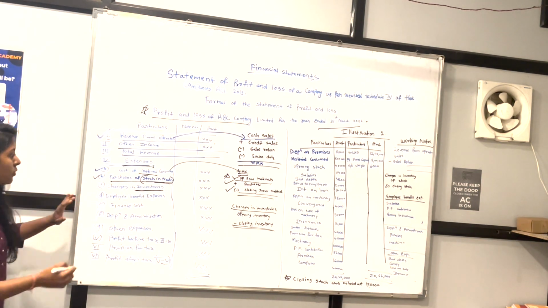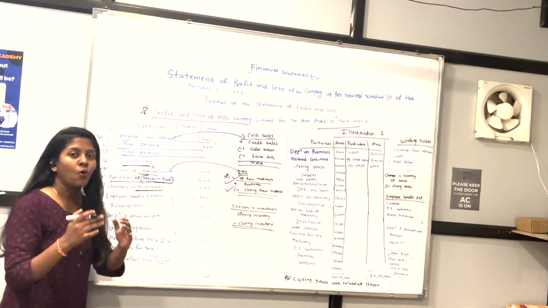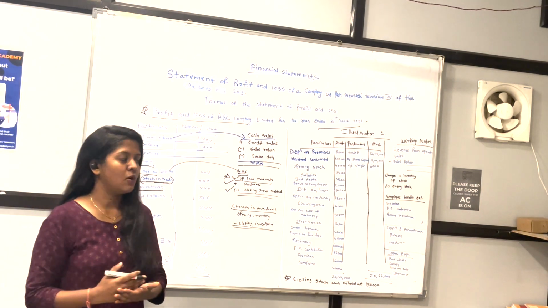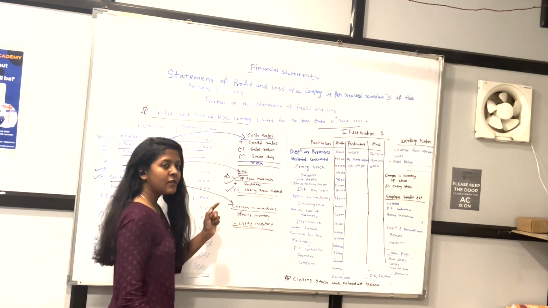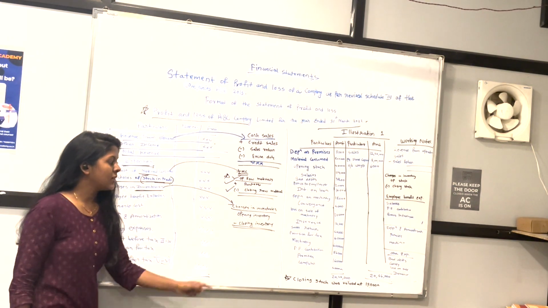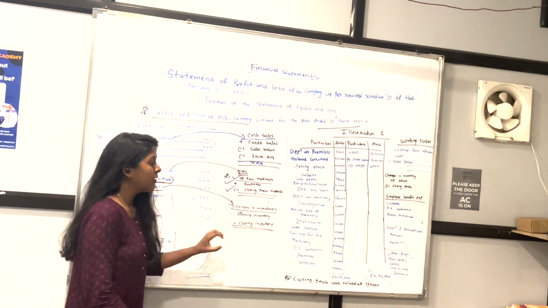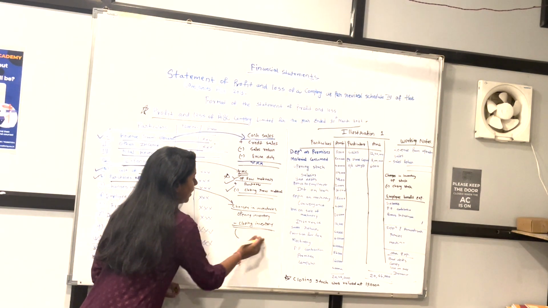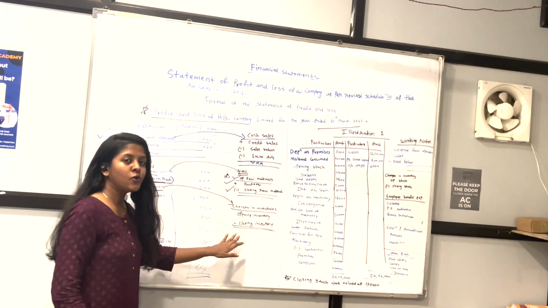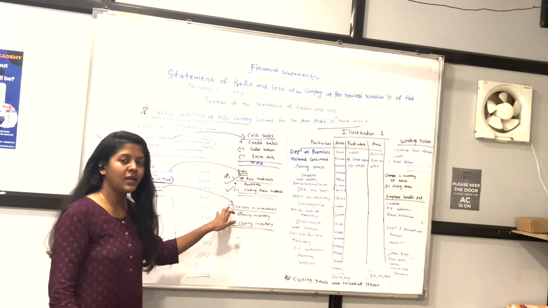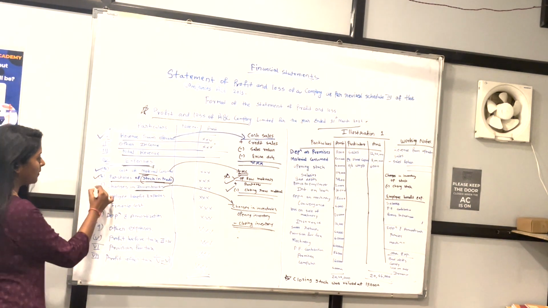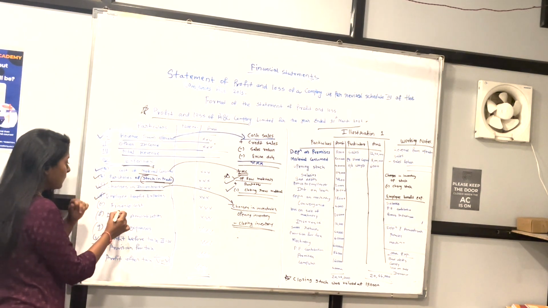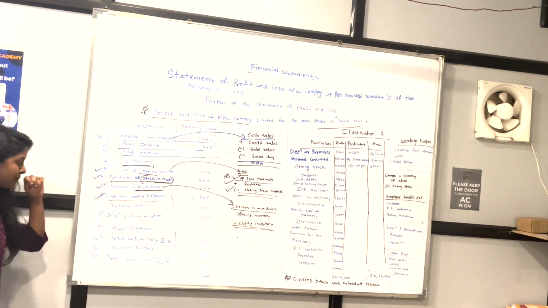Another formula to calculate inventory change is opening stock minus closing stock. See here, it's given: changes in inventory, opening inventory minus closing inventory, and then you will get the amount. That is the final amount you will get, and that final amount is called changes in inventory. Okay.